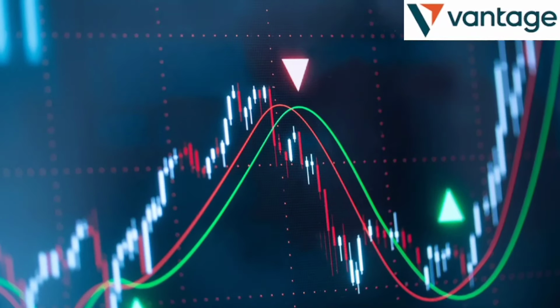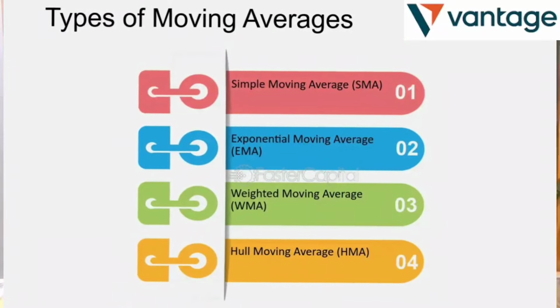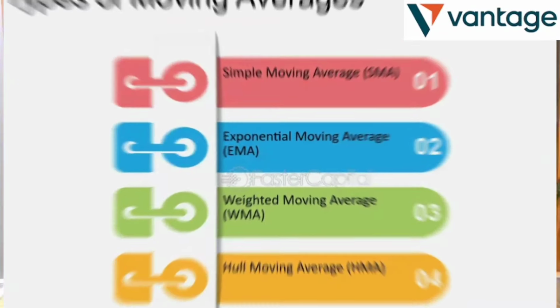But the type of moving average that you'll use is up to you. Keep in mind that there are different types of moving averages. We get the exponential moving average, a weighted moving average, and then we get the SMA, which is the simple moving average. That is the one that you'll come across most when you are trading, which is the one that I'm mainly referring to in this particular video.